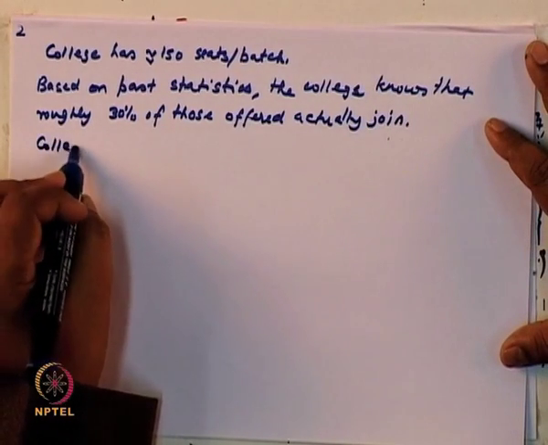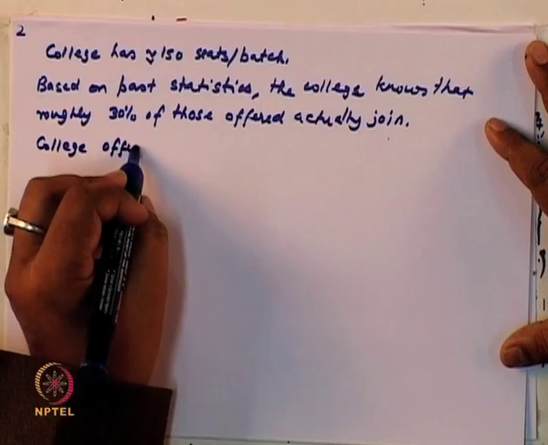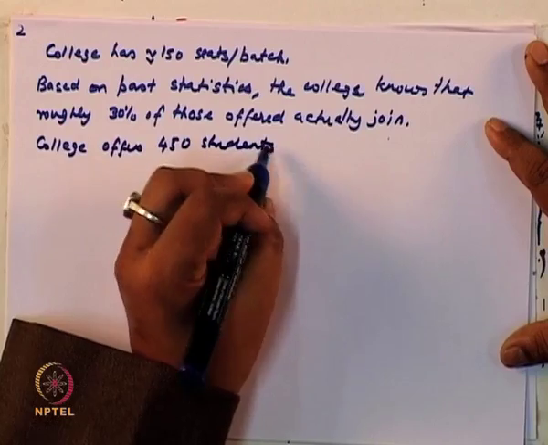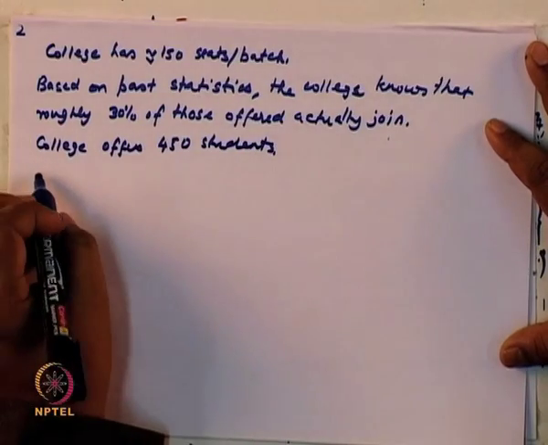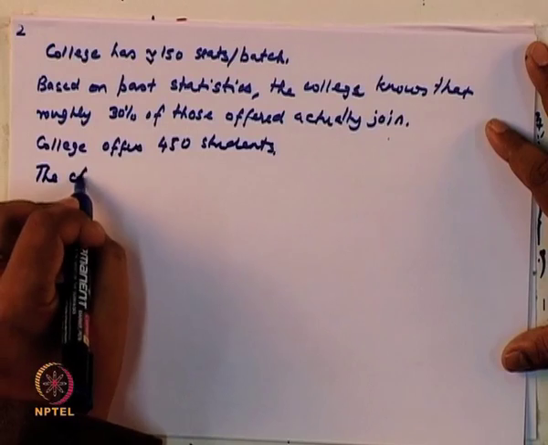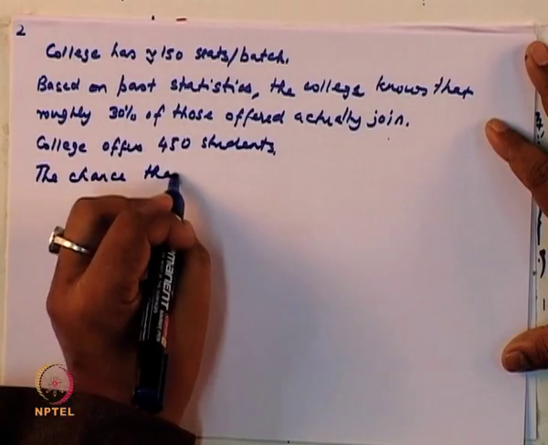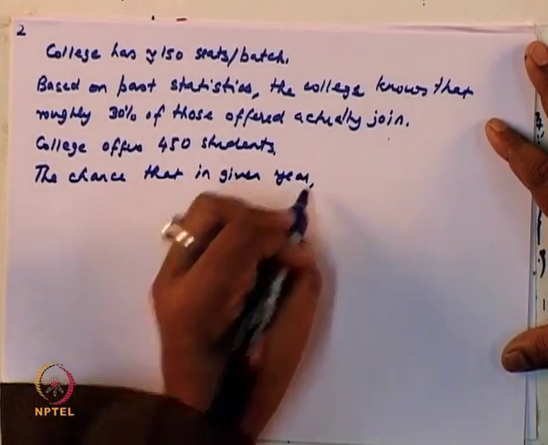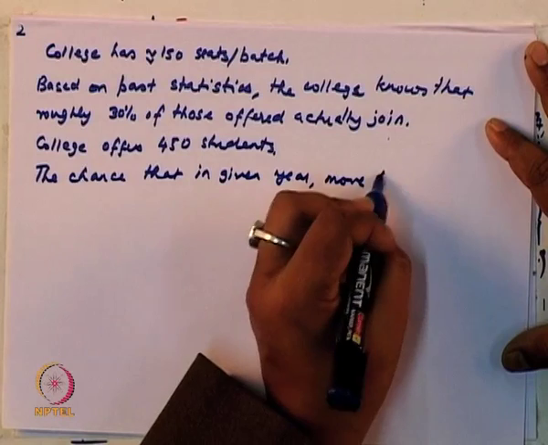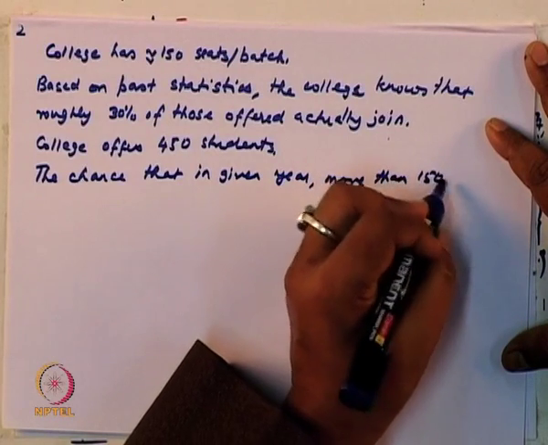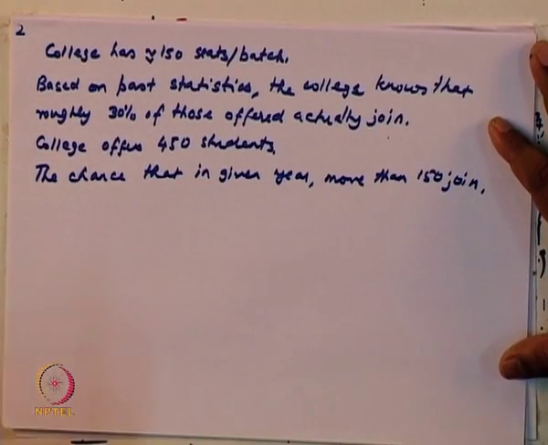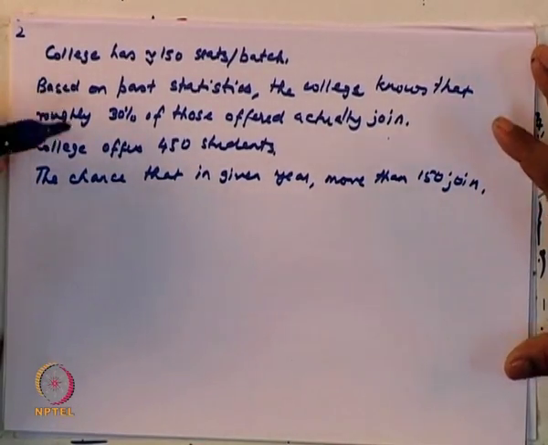the college offers 450 students. We want to calculate the chance that in a given year more than 150 join. So in this case you can make use of a binomial random variable.